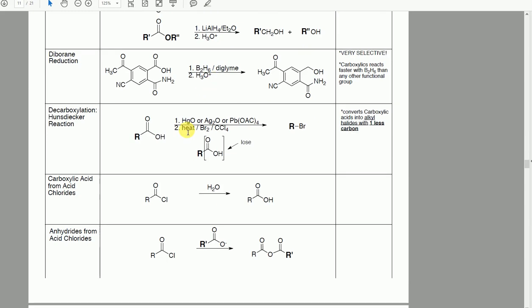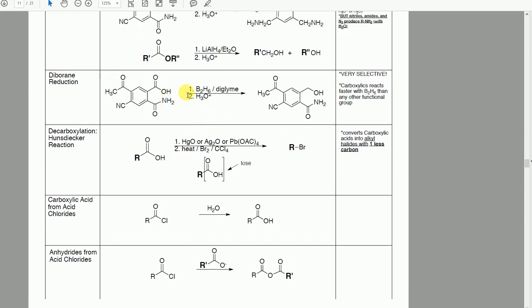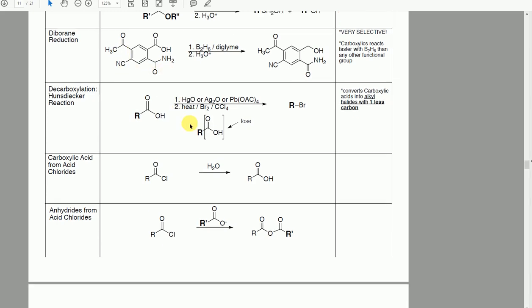The next reaction is diborane reduction, and this reaction specifically targets the carboxylic acid and does not reduce anything else. So we have a carboxylic acid using B2H6 in diglyme, then H3O+, which will allow us to turn the carboxylic acid into an alcohol group without affecting ketones, aldehydes, nitriles, amides, and so on.